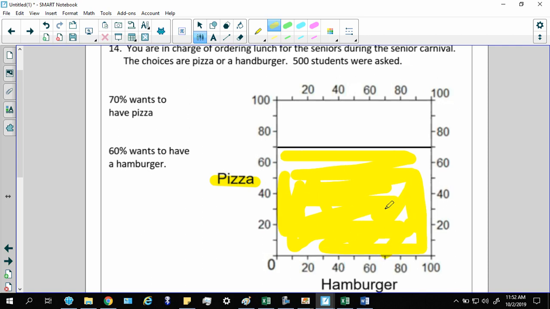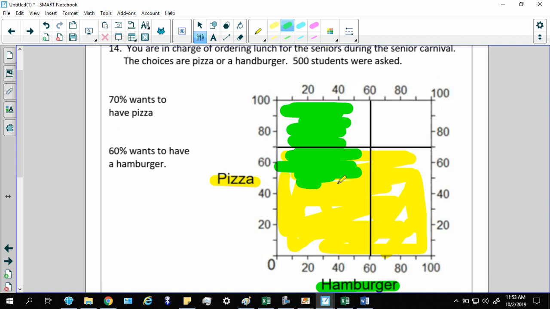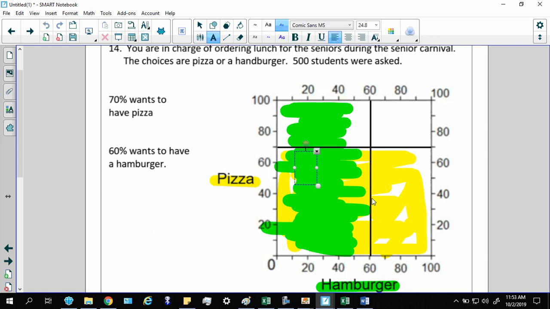All right, good. Next, 60% wants a hamburger. I'm going to use green, but first I've got to draw the line first. 60 would be right here, going up. There it is. So I'm going to use my green highlighter that represents hamburger. Notice that we're getting a mixture here. All right. So time to start labeling. This right here will be my both section. This right here will be my hamburger only, my HO. This right here is going to be neither because there's nothing in here. And then lastly, this will be yellow only, so that's pizza only.